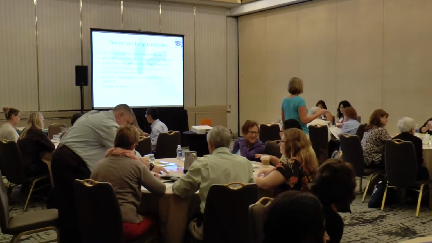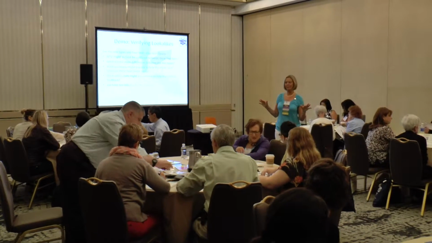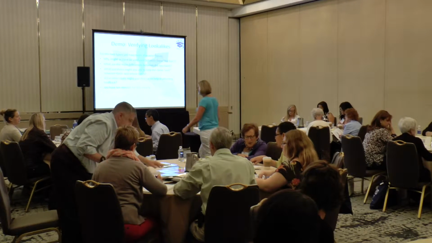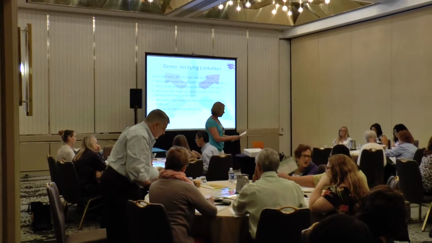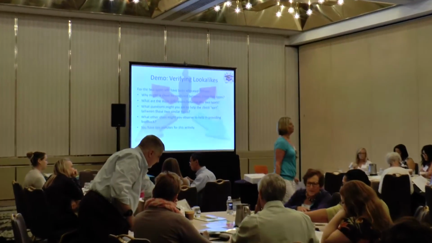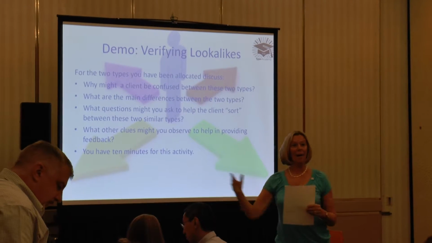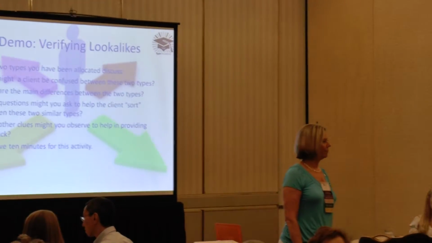So, everyone got everything laid out like that? So let me ask you the question then. Why might a client be confused between these two types? What might be some reasons the client might be confused? There's a lot of overlap. Now, why is it helpful to see the overlap? The auxiliary and the tertiary.